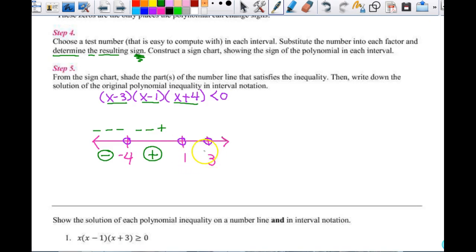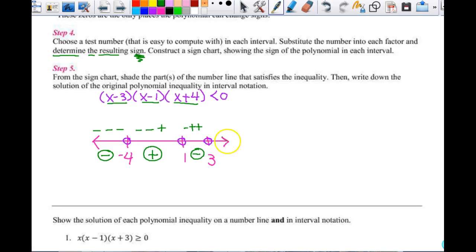So then I choose a number in here. Choose like 2. So I substitute in 2, it's going to be negative. Substitute in 2, it's going to be positive. Substitute in 2 here, and I'm going to get positive. So negative times positive is negative.